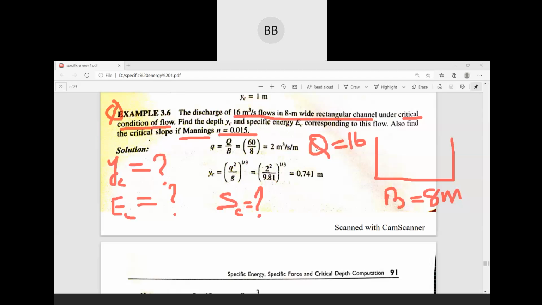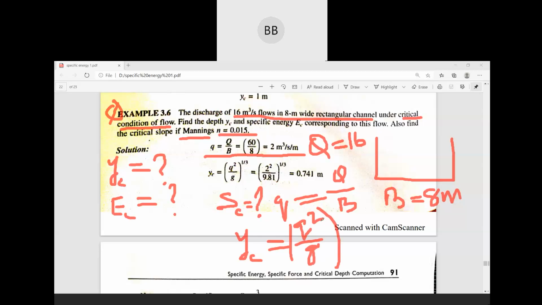So discharge is given, width of the channel is also given. So you can directly find out the small q, that is q by b. And then you use that YC expression for rectangular channel: q square divided by g, to the power 1 by 3. And for the YC value, you will be getting around 0.741 meter.